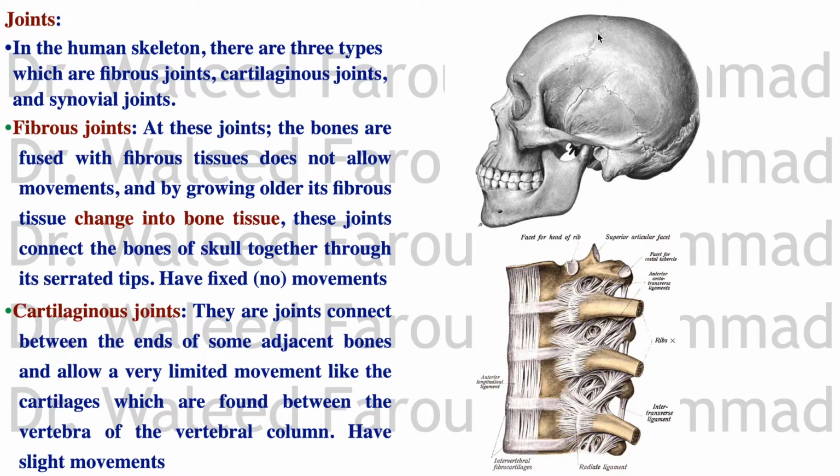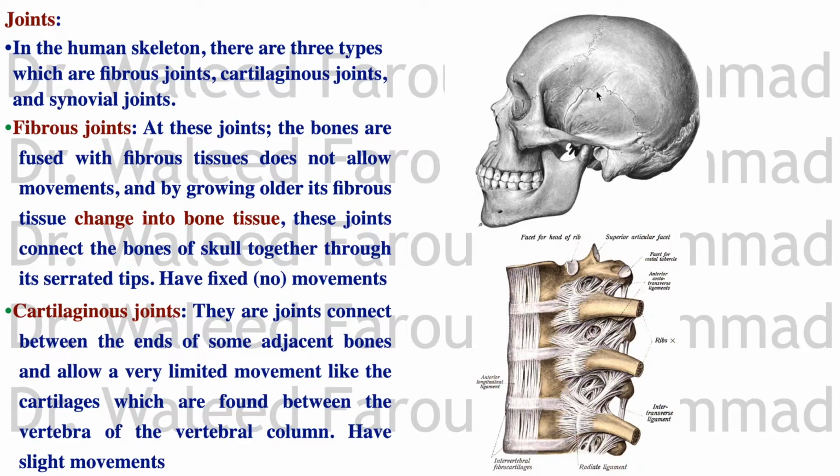The joints, as you can see here, see this zigzag line? These are fibrous joints. Fibrous joints of the suture type do not allow movement لأنها تعتبر كأنها صمغ لازق البون في بعضه. And by growing older, its fibrous tissue changes into bony tissue. So with time, the fibrous tissue that forms the fibrous joint changes into bony tissue. These joints are found mainly in the skull. They connect the bones of the skull together through the zigzag line tips, and they have no movement.